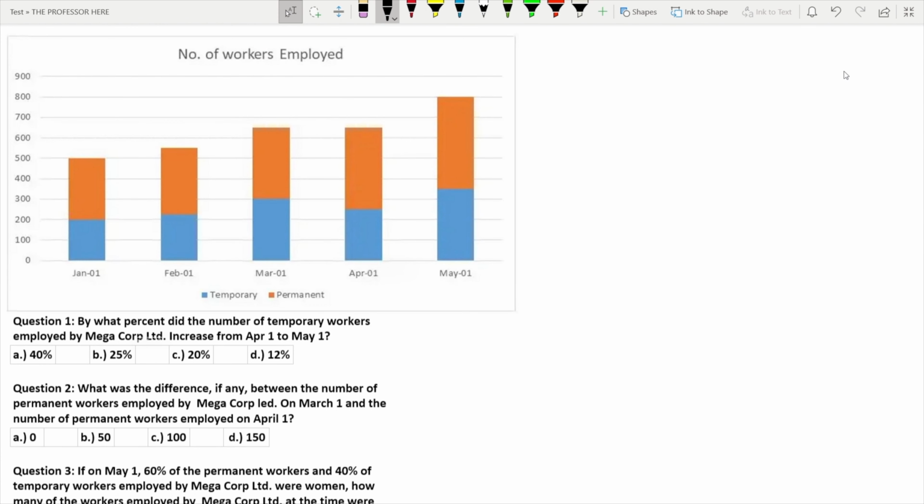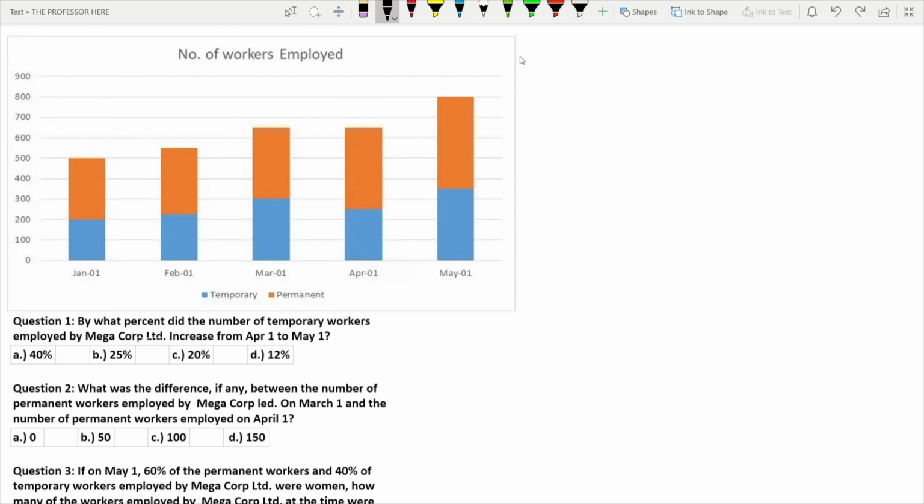We are going to solve a stacked bar graph. A stacked bar graph is nothing but a bar graph in which multiple values are stacked on a single rectangle or bar. We will solve this question, then you will understand how to do it. This is a very simple question, so I am not going to convert it into a table. So the bar chart represents the number of workers employed by Megacorp Limited. There are two different sets of data here. Temporary, which is represented by blue, and orange color represents permanent.